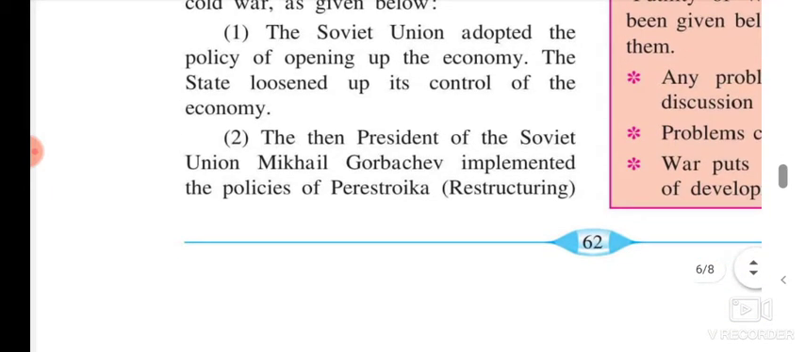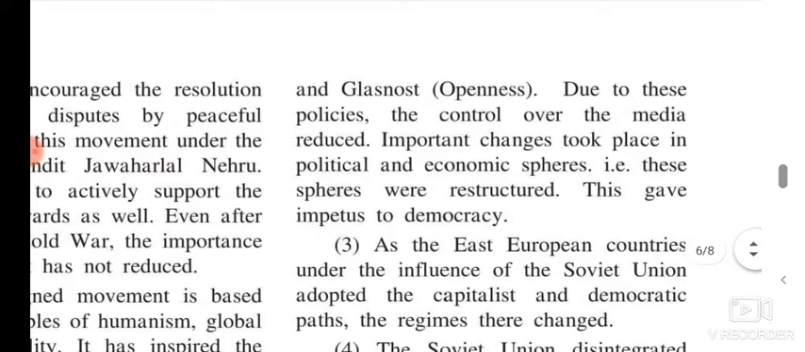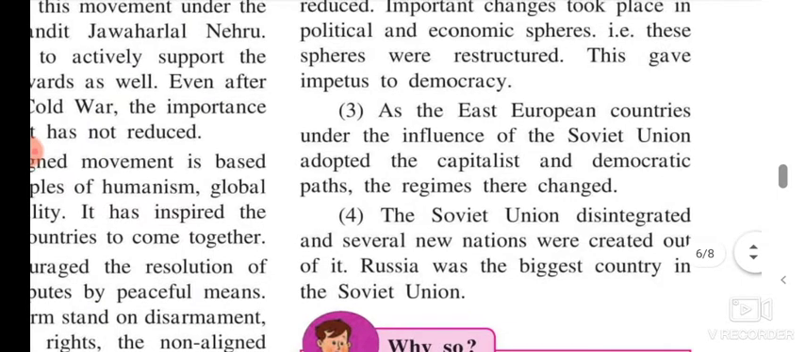Second, the then President of the Soviet Union, Mikhail Gorbachev, implemented the policies of perestroika, or reconstructing, and glasnost, openness. Due to these policies, the control over the media reduced. Important changes took place in the political and economic spheres. That is, these spheres were reconstructed. They gave impetus to democracy.